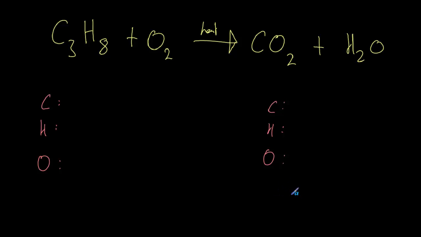Right, so first we're going to start with carbons. On the left hand side, propane has 3 carbons, but on the right hand side, CO2 only has 1 carbon. And so how do we make 3 from 1? Well, we need to multiply that by 3.